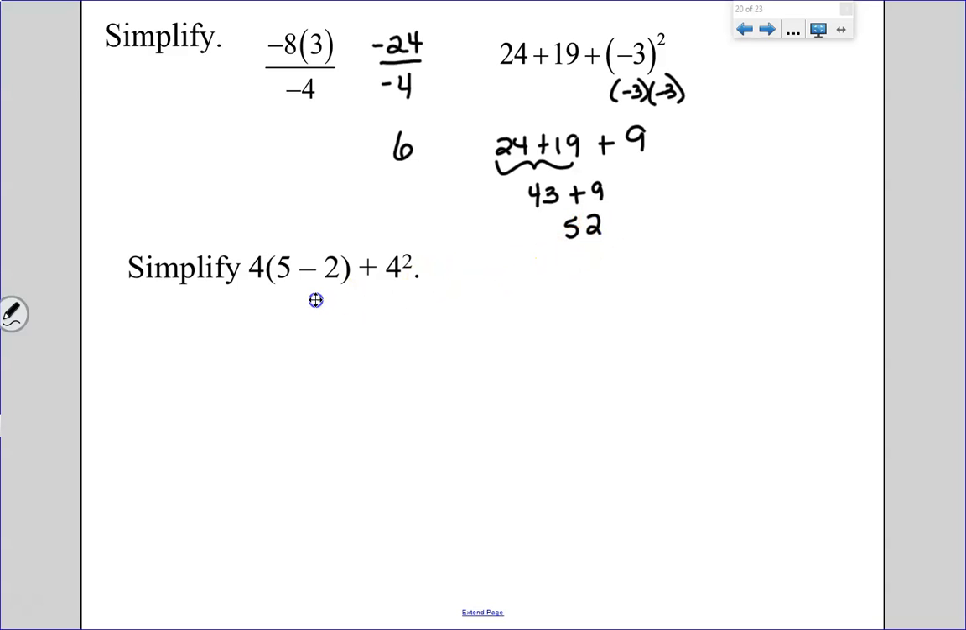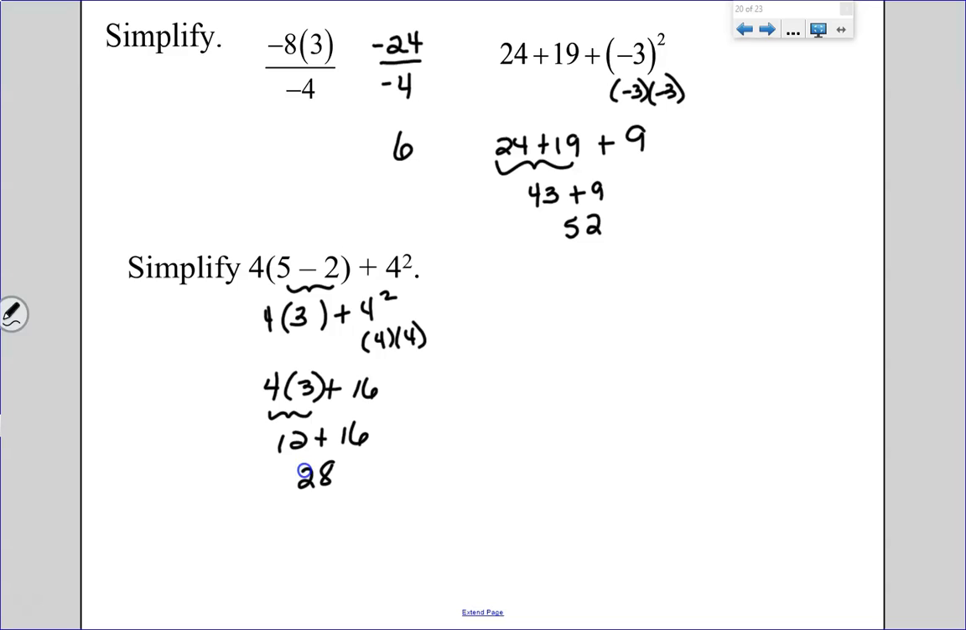And then finally, this last one. We have a parenthesis, so we would start here. I have a 5 subtract 2. Remember that 5 minus 2 would give me a 3. I'll just copy. I've got a 4 squared. Well, 4 squared means 4 times 4. So that's going to be a positive 16. So I have 4 times 3 plus 16. 4 times 3 is 12, plus 16 would give me a 28.